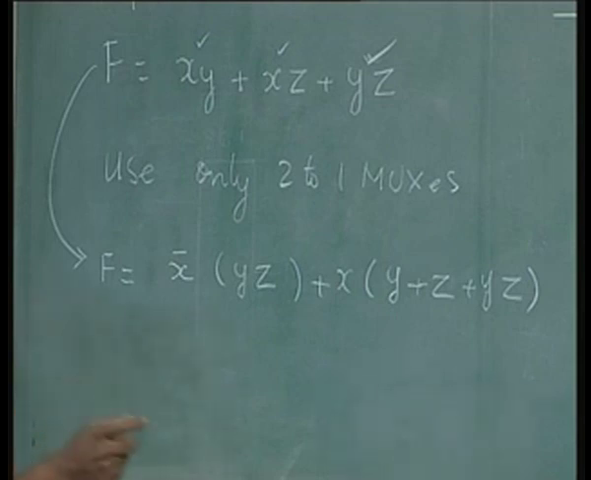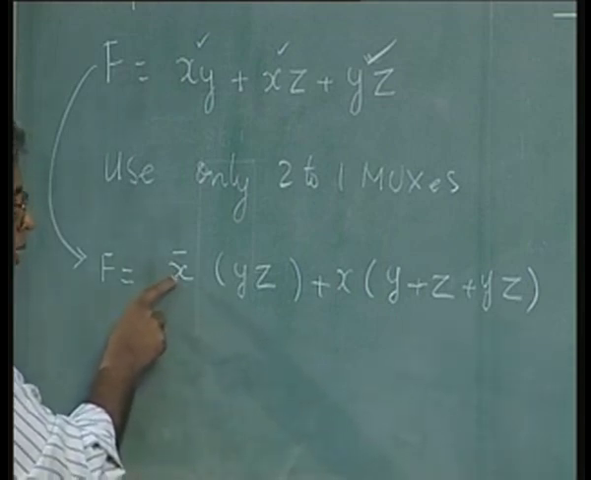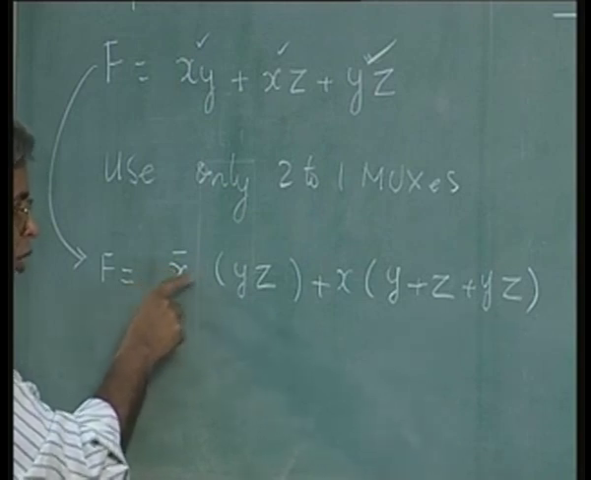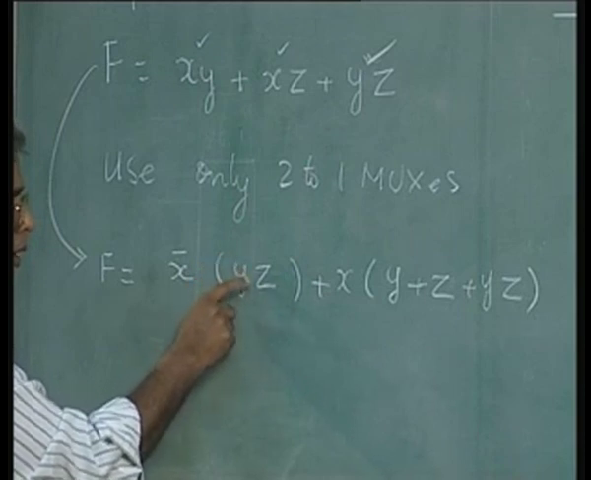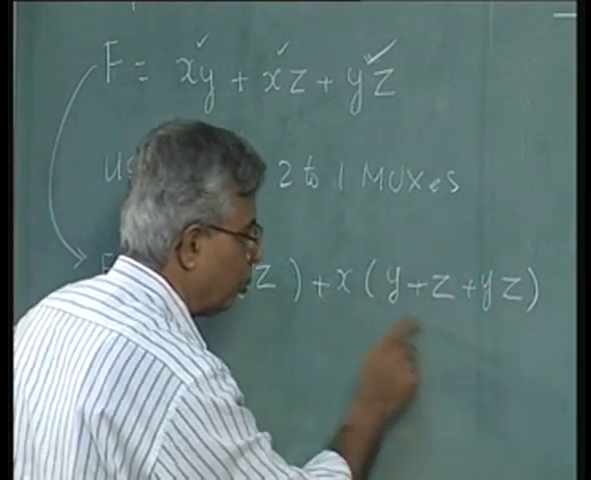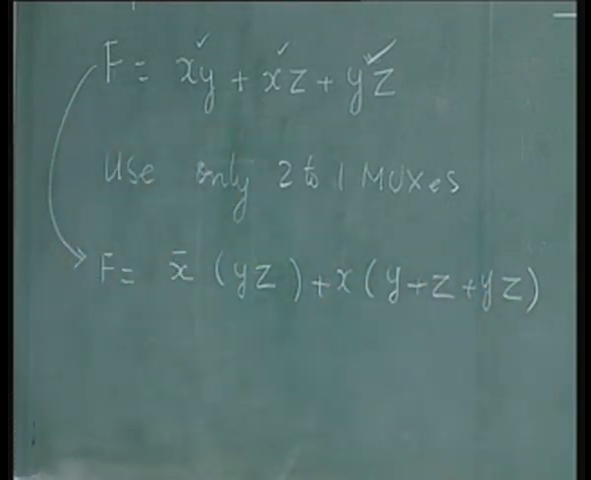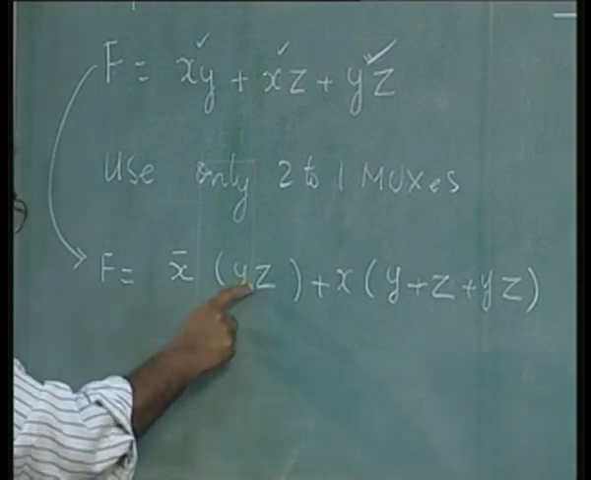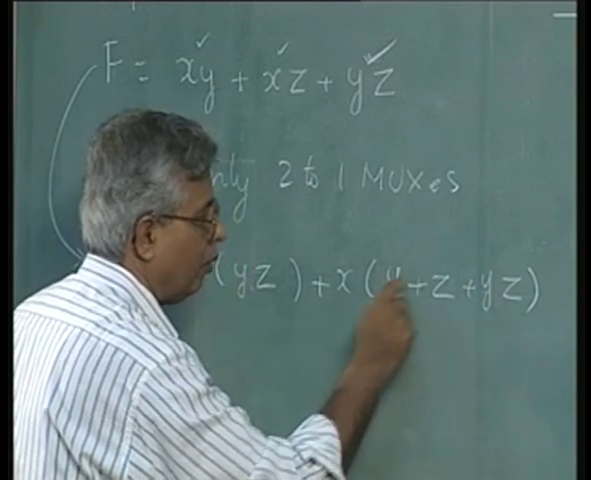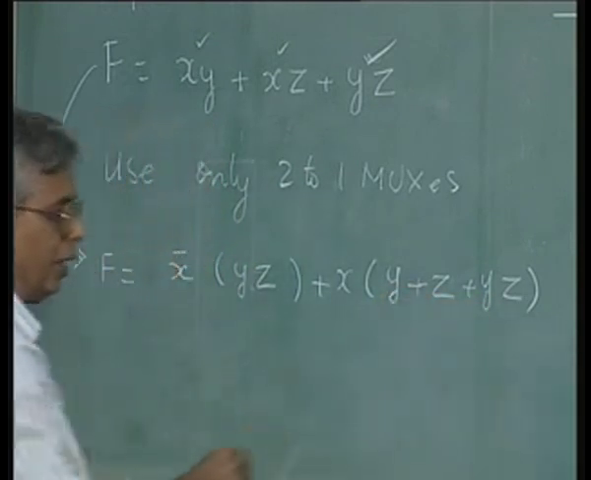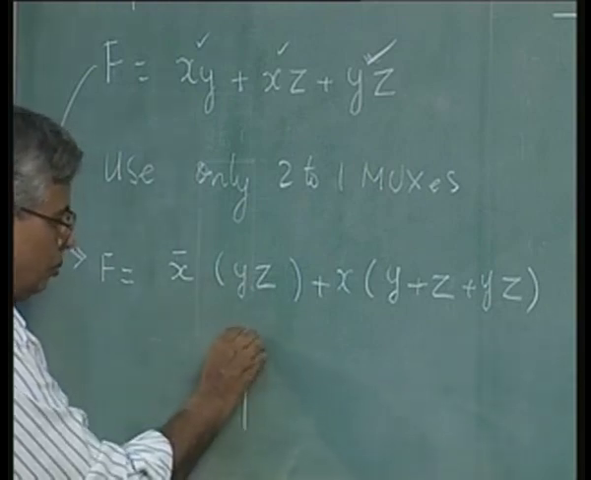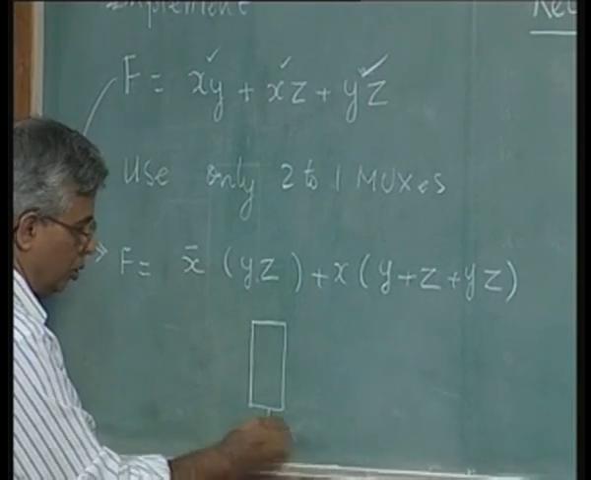That means I can use a multiplexer with 2 inputs controlled by x as the selector input. When x is 0, this will be the input connected to the output of the multiplexer. When x is 1, this will be the input connected to the output of the multiplexer. But this again will require further gates. yz can be realized only using gates, and y or z or yz requires another OR gate. So, this is not a good solution, even though I will use only one multiplexer with x as the selector input.